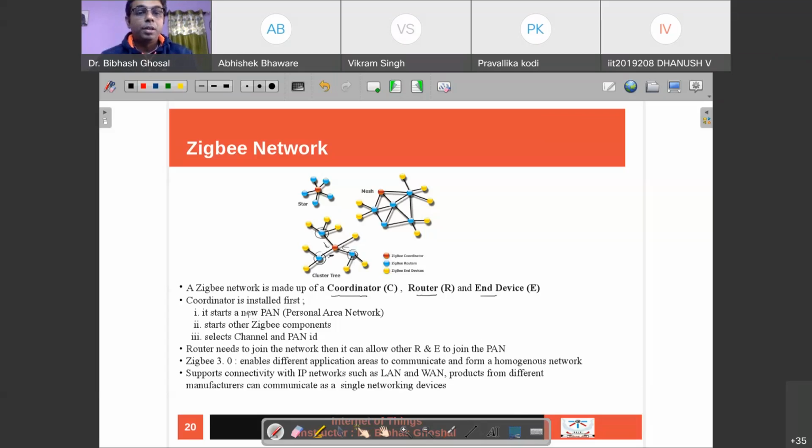So how does it begin? The coordinator is the first one to be installed. If you want to build a Zigbee network, you first have to install a coordinator, and that will in turn start other Zigbee components. It selects the channel and gives an ID to this PAN. So this will have one ID, this will have another ID. It gives an ID to each one of those personal area networks. And then the router joins in, and gradually the end devices. In this way, you gradually build the Zigbee network.